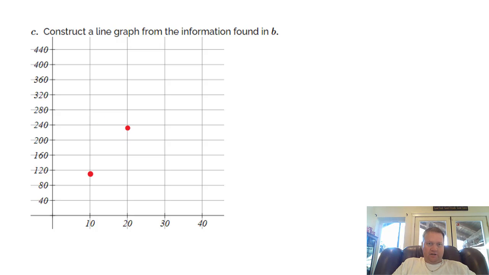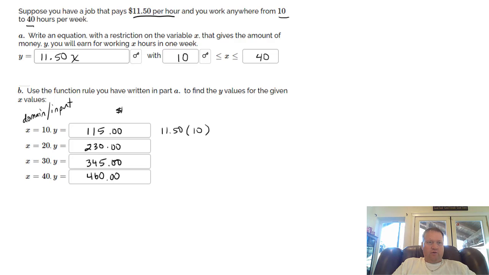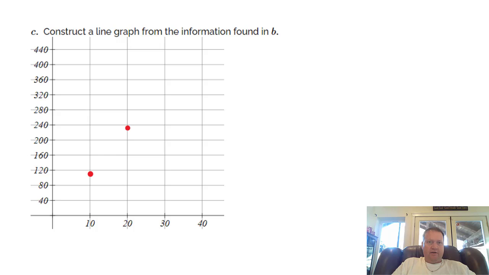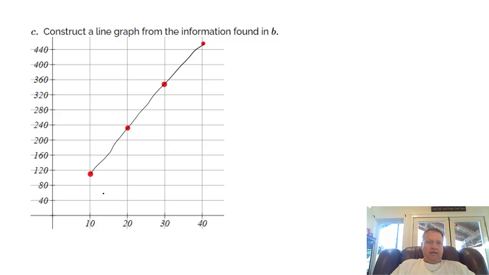And then let's go back to the table of values. So 30 was $345. So at 30 hours, $345. And then the last one I think was $460 for 40 hours of work. So 460 looks something like that. And you can see that we've got this kind of linear trend, and we can draw a line that shows, since it asks for a line graph, I'm drawing the straightest possible line. Those are all the possible values of dollars I could make depending on how many hours I work.